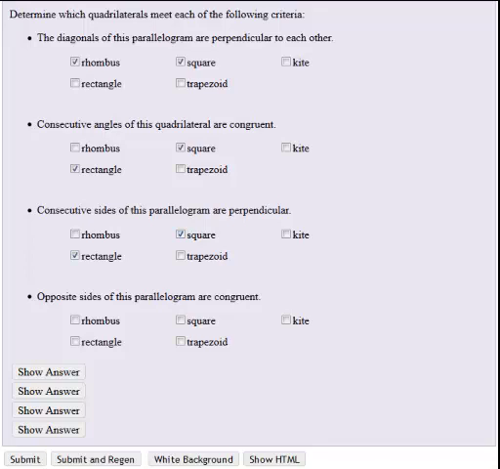And then finally, opposite sides of this parallelogram are congruent. That's true for all parallelograms. So a rhombus, a rectangle, and a square are all parallelograms, therefore those will be true for them. When I hit submit, I can verify my answers.